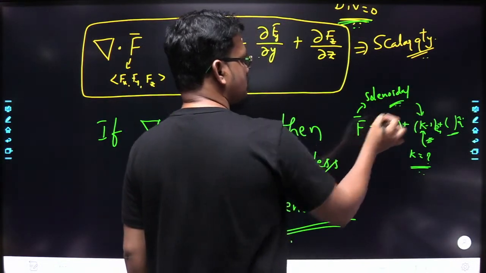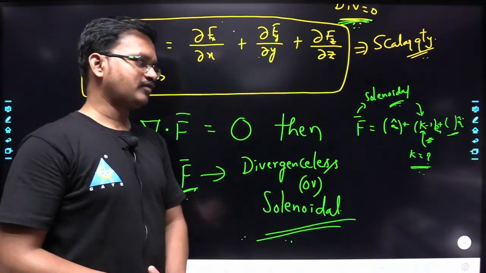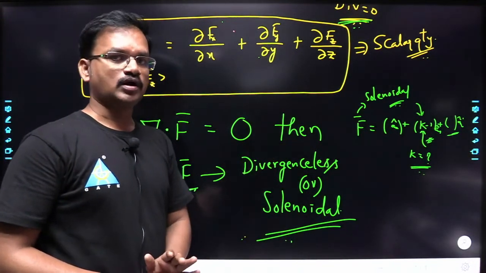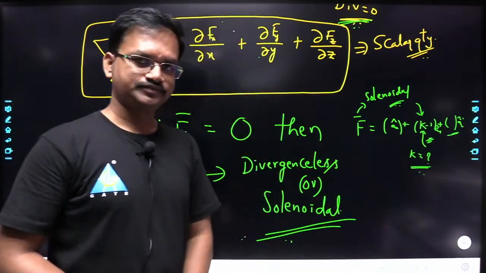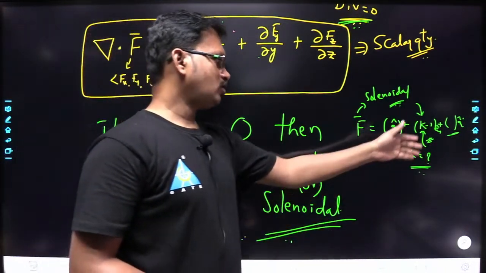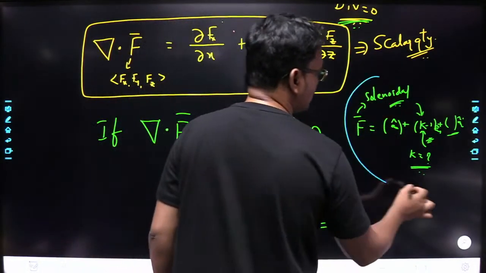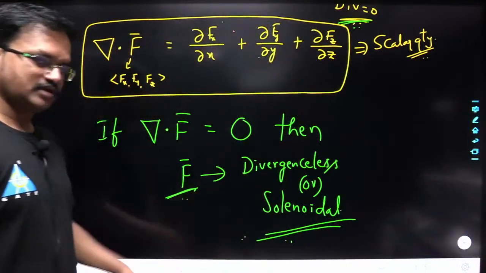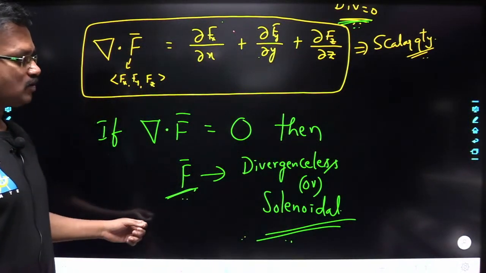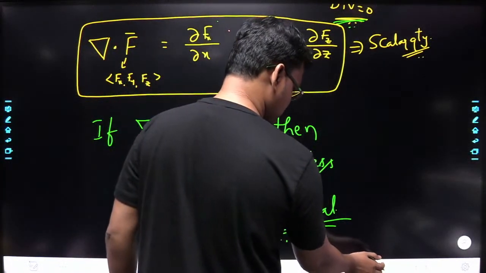Then what you have to do? Since f bar is solenoidal, you have taken the divergence of this vector field and equated it to 0. From that you have determined the k value. Okay, so if you want, you can go through that problem. I have already explained the problem based on this solenoidal field or divergenceless field. So up till here we have covered in the previous session.